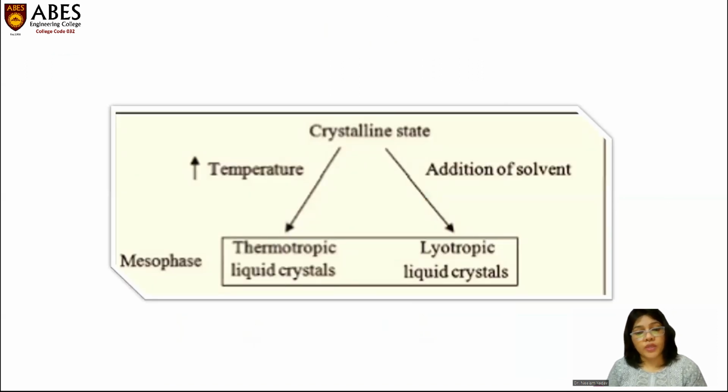Okay. Now, a liquid crystal can be formed by using a solid material, and this solid material can be converted into thermotropic liquid crystal while we are increasing the temperature. And this crystalline state can also be converted into another form of liquid crystal, that is lyotropic liquid crystal, and this is done by addition of solvents. I will be discussing this further in this topic.